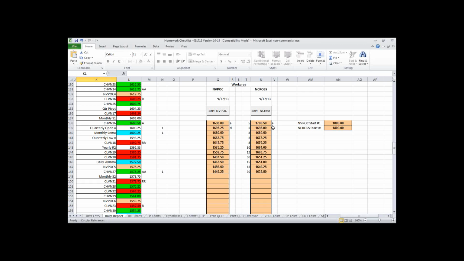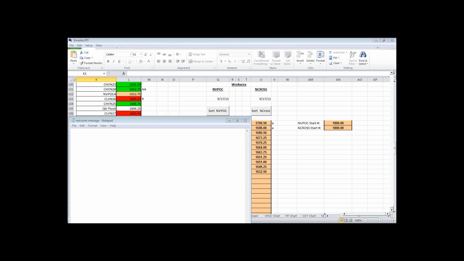Of course, we added 2 at 1698 and 1750, but we've taken those out overnight. Our naked VPOCs, we took out the 1695 1/4, and we added the 1698.